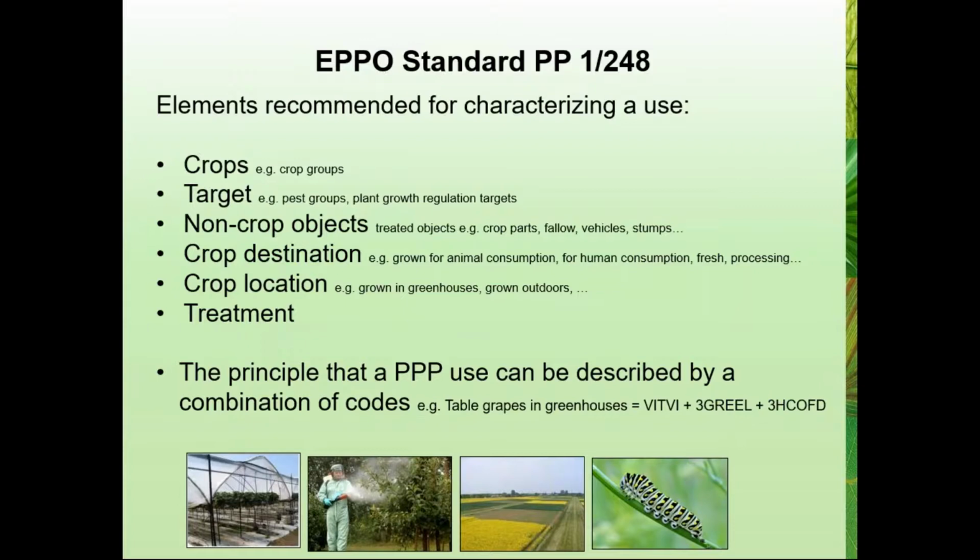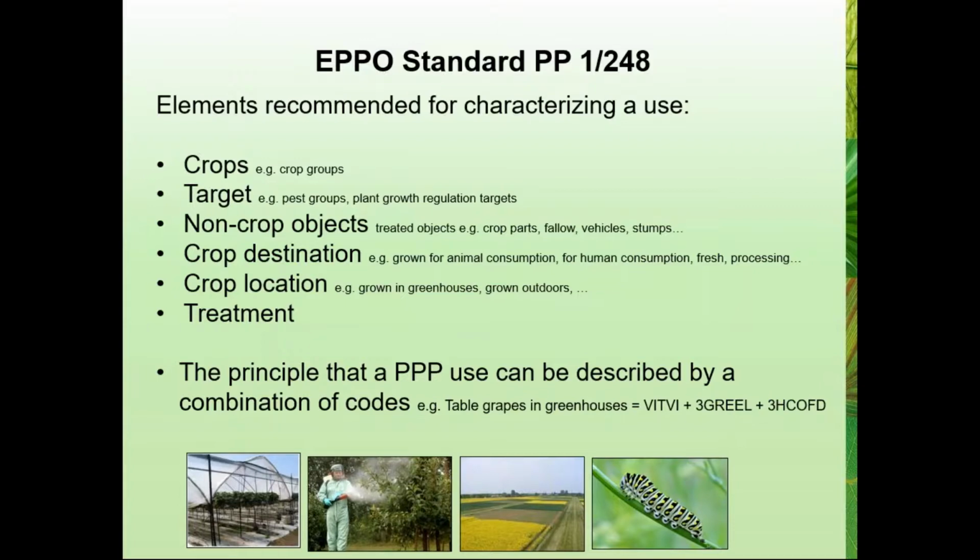The standard clearly lists the elements which are recommended for characterizing the use of plant protection products. And this is crops, so that's why the panel worked on developing crop groups. Of course, the target, so pest groups and plant growth regulator targets, weeds and so on, have been considered by the panel. Also, non-crop objects have been included in this classification: all the treated objects in addition to crops, which could be crop parts, like, for example, fallow, or even objects like vehicles or stumps and things like that.